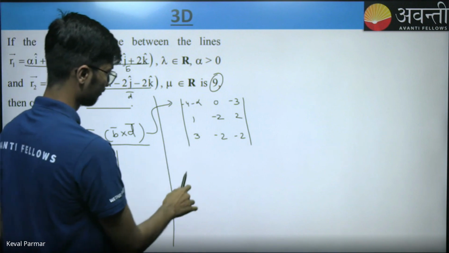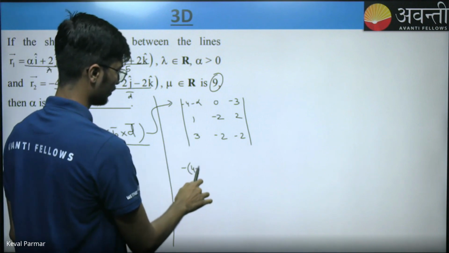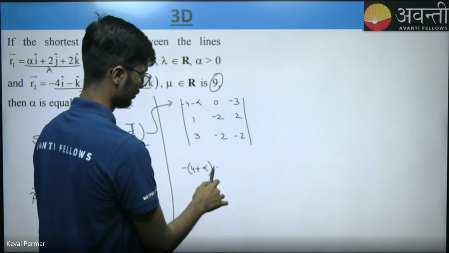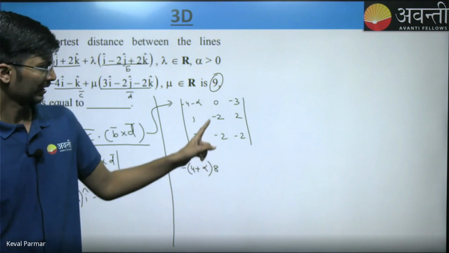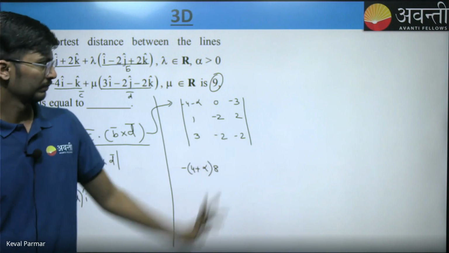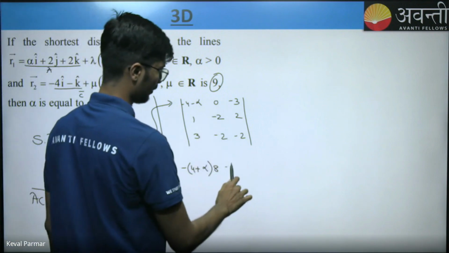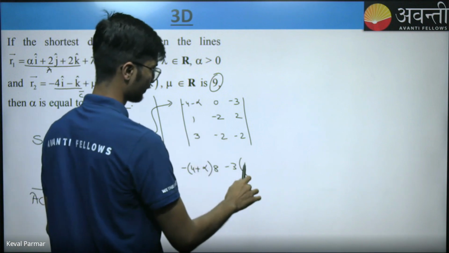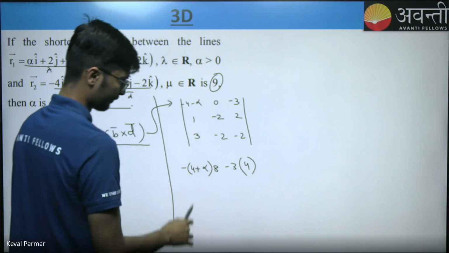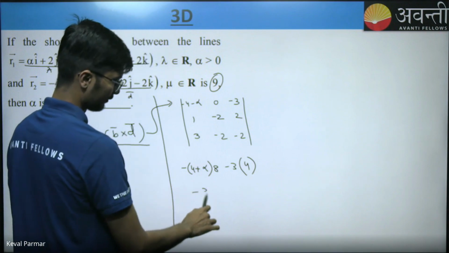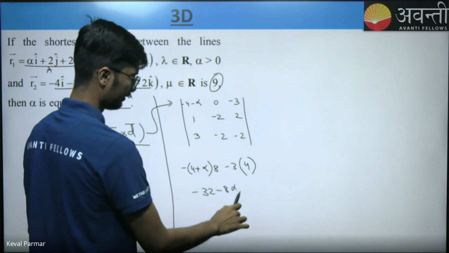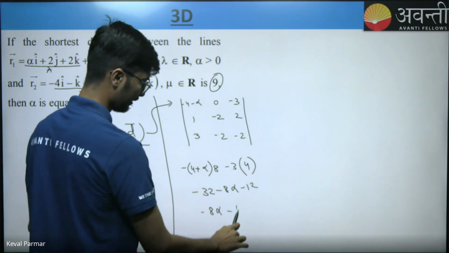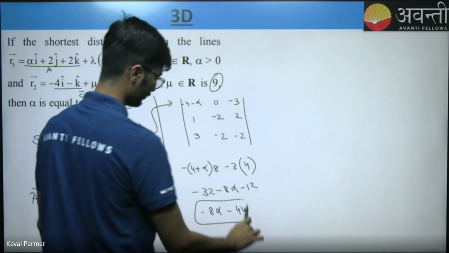Let's calculate. So we'll get minus of 4 plus alpha into 4 plus 4, which is 8. Right now, 2 into 4 plus 4, 0 minus 3 into minus 2 plus 6. So 4, which is minus 32 minus 8 alpha minus 12. So it is minus 8 alpha minus 44. The value of the numerator.